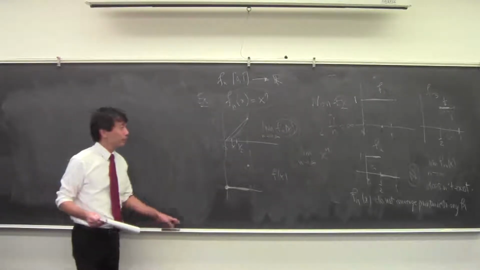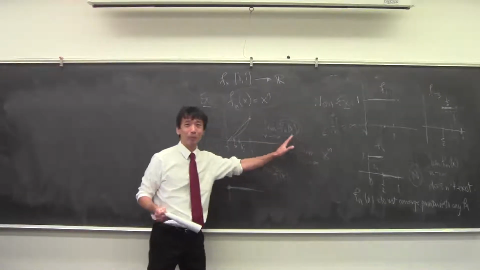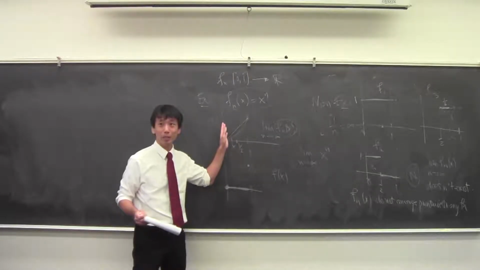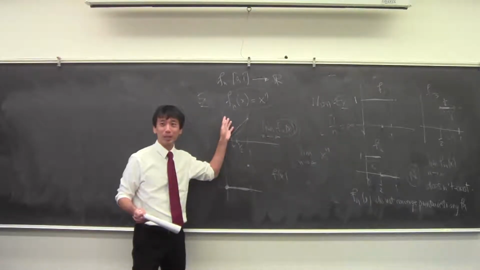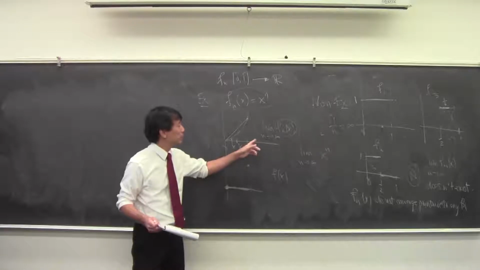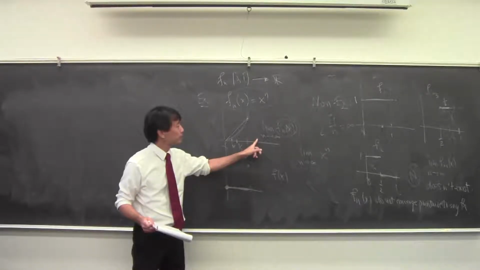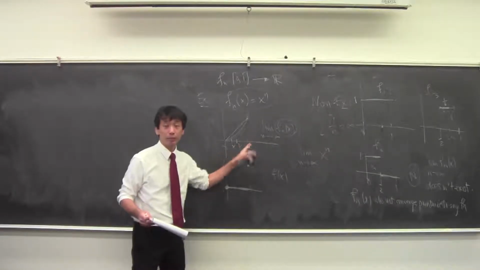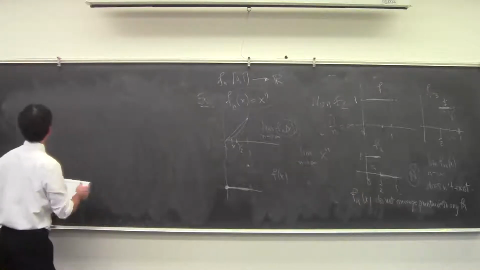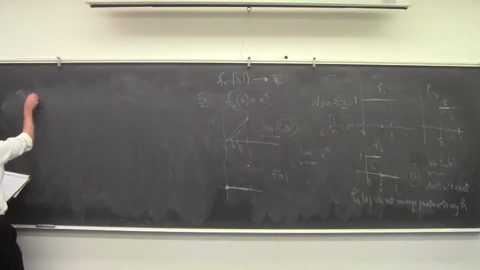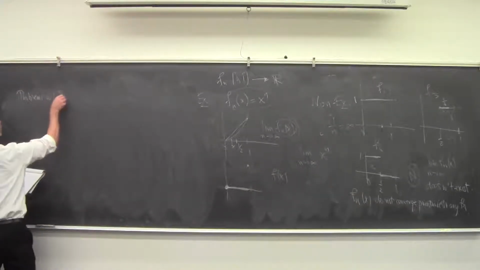Okay. So anyway, that's a non-example. Don't worry too much about it. Think more about the actual example. Okay, so this is pointwise convergence, and there are some problems with pointwise convergence.